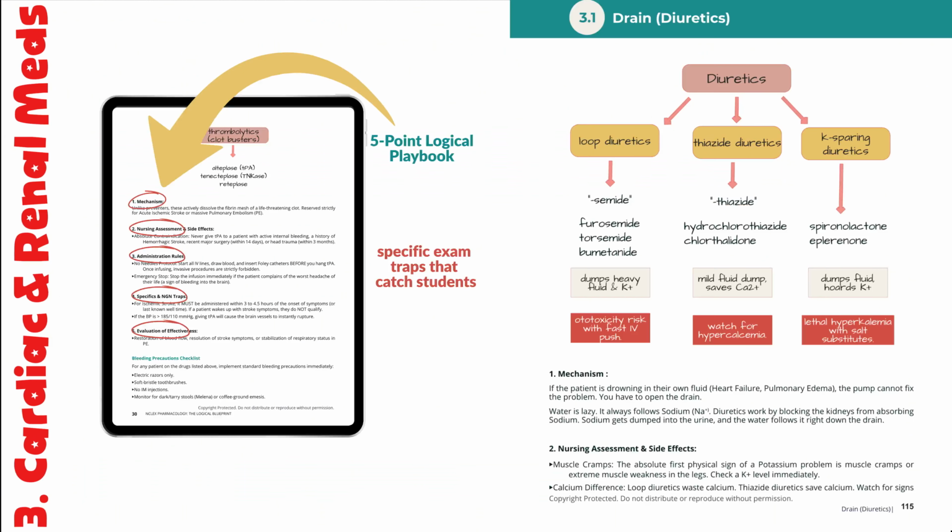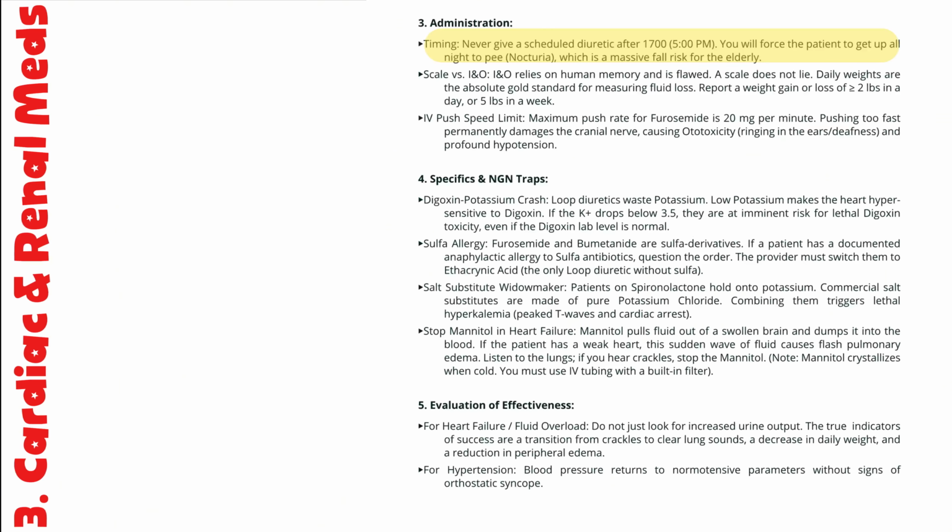Let's talk diuretics. Water is lazy. It follows sodium. These drugs dump sodium into the urine and water follows it right out. The very first sign of a potassium problem is muscle cramps or leg weakness. Check that level immediately. Loop diuretics waste calcium. Thiazides save it. Never schedule a diuretic after 5 p.m. That's a fall risk from nighttime bathroom trips.